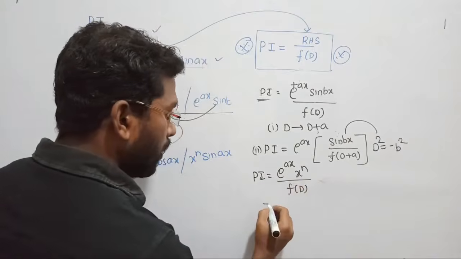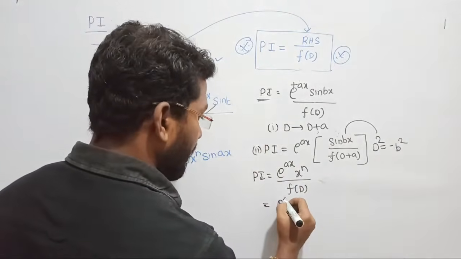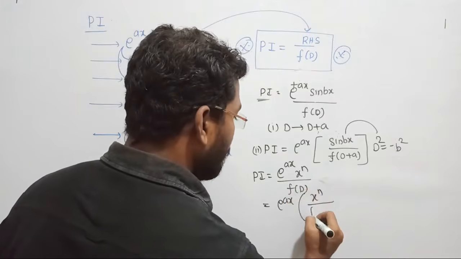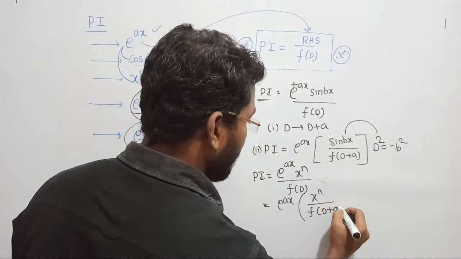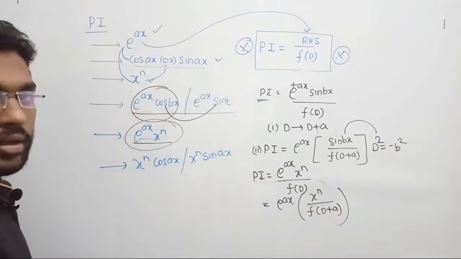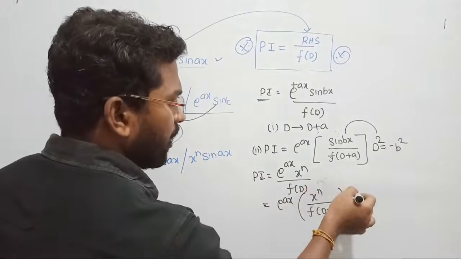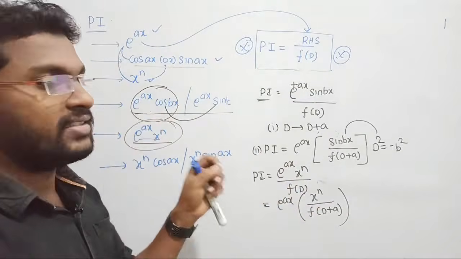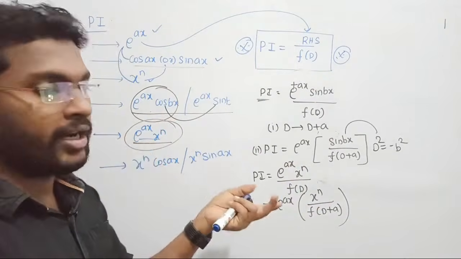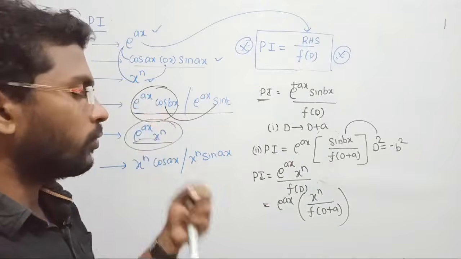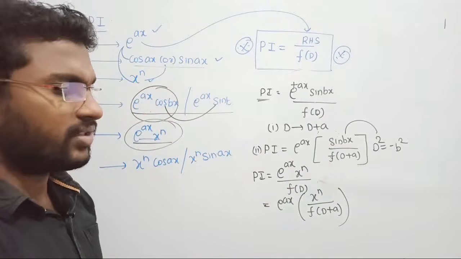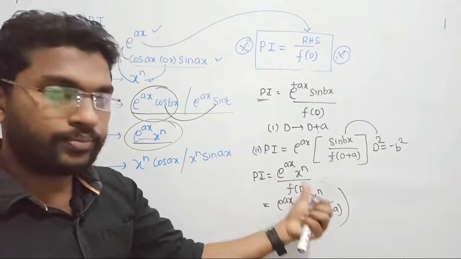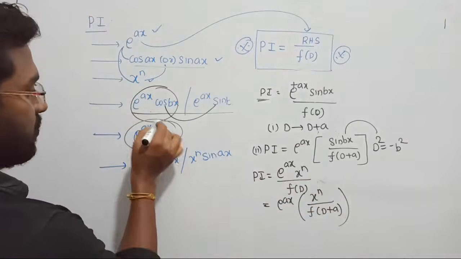Here, what should you do? Whenever e power ax comes, step number 1: take e power ax outside, in the bracket x power n upon d will be replaced by f of d plus a. That's all, this finishes the work of e power ax. After that, for x power n, as I said, we are going to use some inverse equations, that is 1 minus x whole power minus 1, 1 minus x whole power minus 2, 1 plus x whole power minus 1, minus 2, right? Write the formula in that format and proceed with this. That is when we are facing the third type of signal.